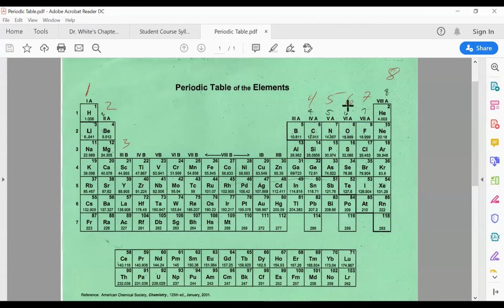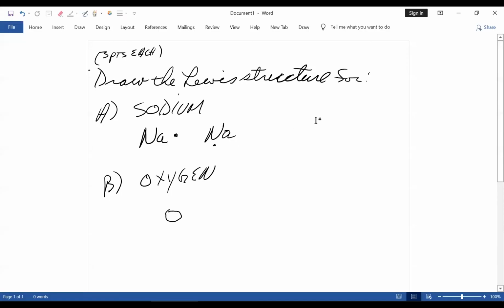And then you look at the top of the column. If you know your Roman numerals, VI is 6. But for those who were never taught that in school, I put the regular number 6. So oxygen has 6 valence electrons. Now, remember, you put 1 dot on each side. That's 4. Remember, oxygen has 6 valence electrons.